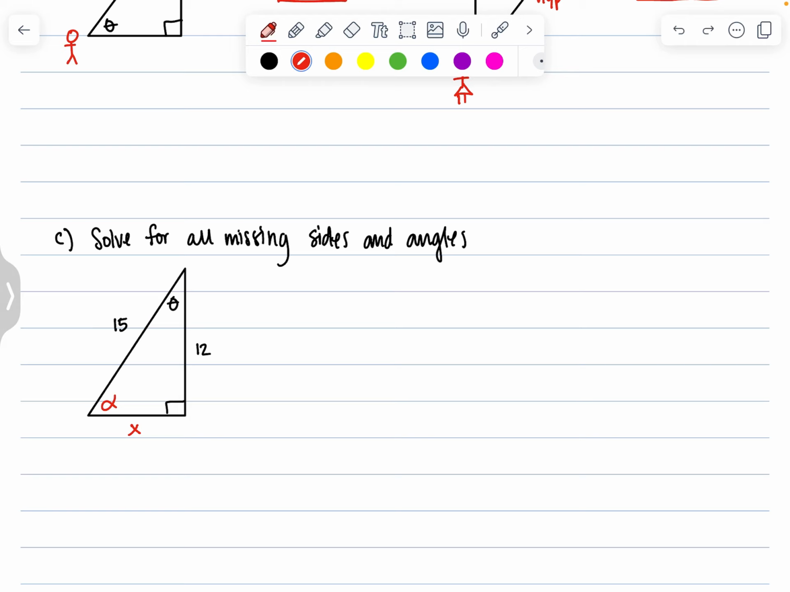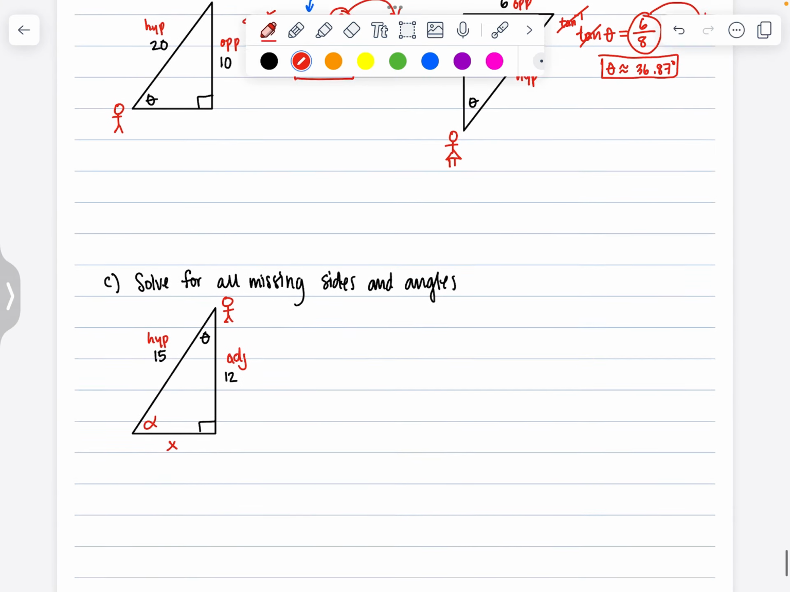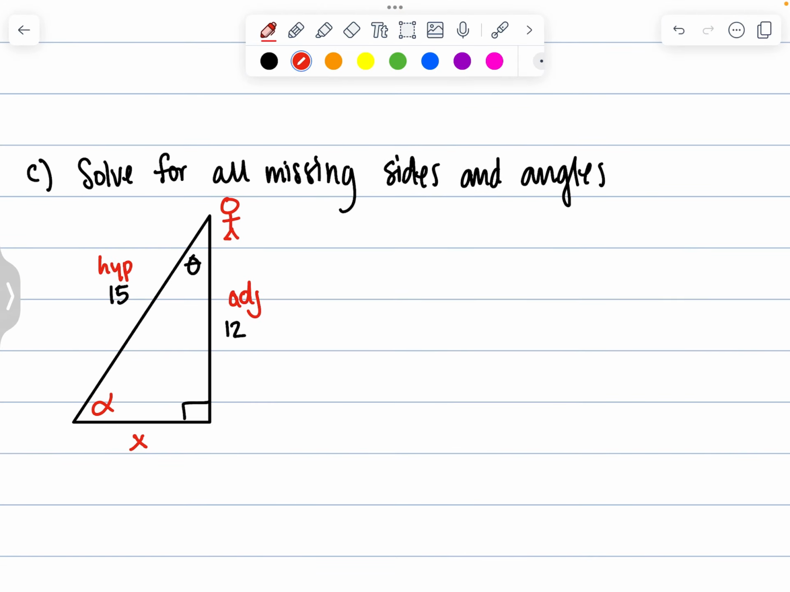So let's start there. Let's say this is the adjacent side. Let's say this is the hypotenuse side, because it is, and let's start solving. Which trig function works with hypotenuse and adjacent? Well, that's cosine. So we have cosine of theta is equal to 12 over 15. Now, just like the other 2 examples, we need to get rid of the cosine, so we do inverse cosine.